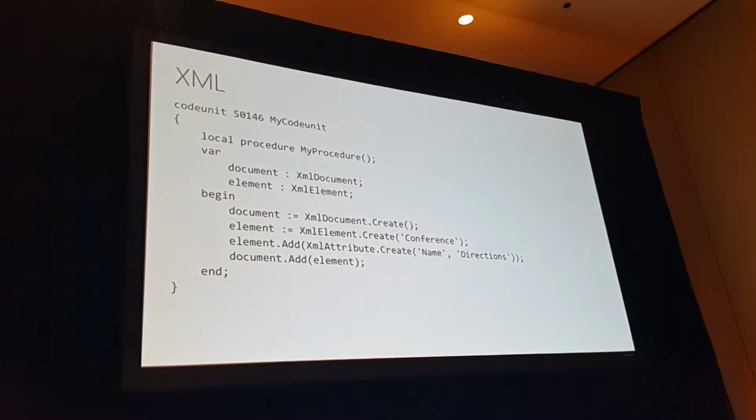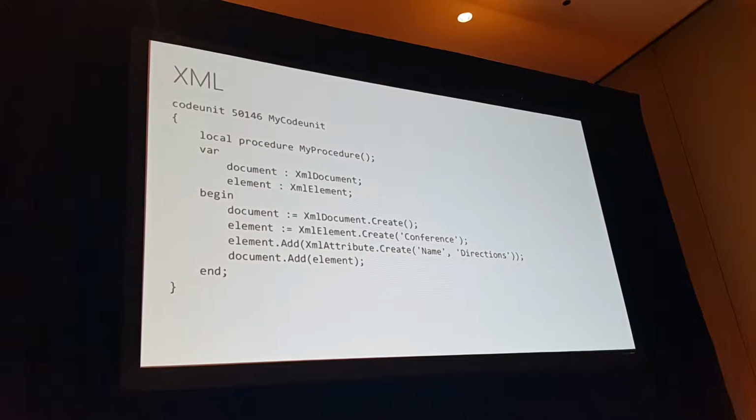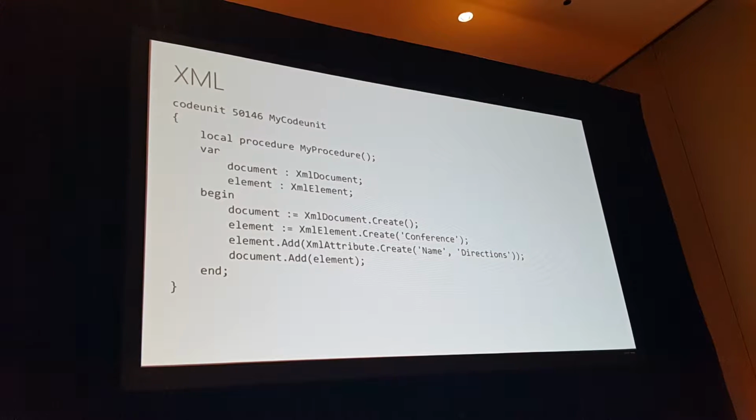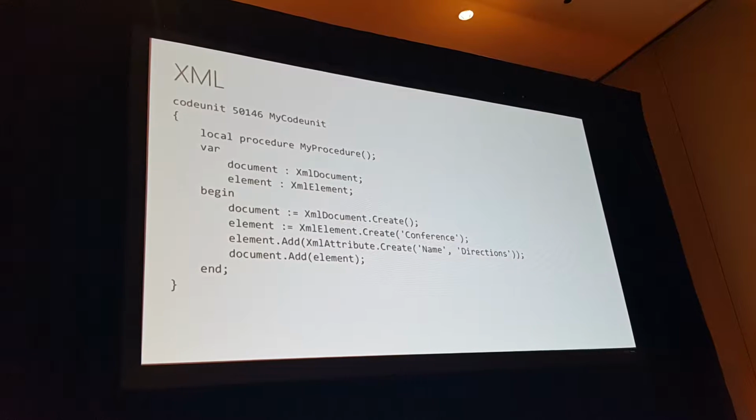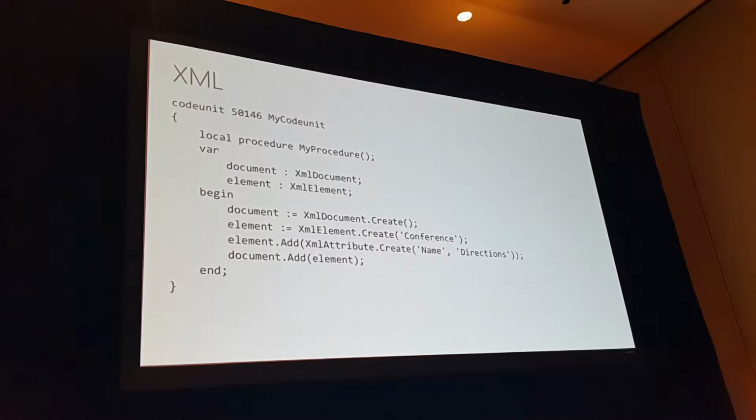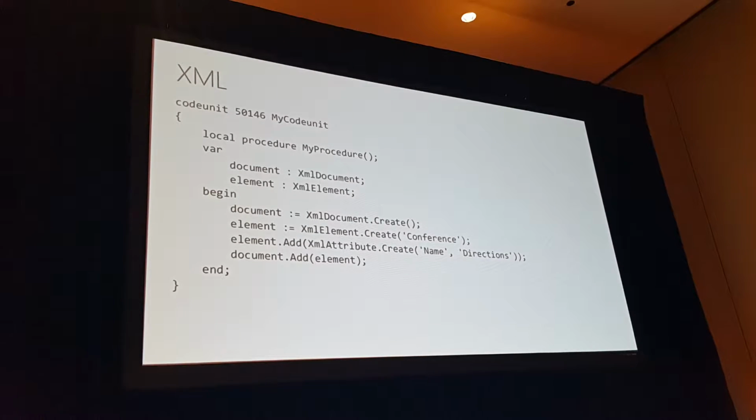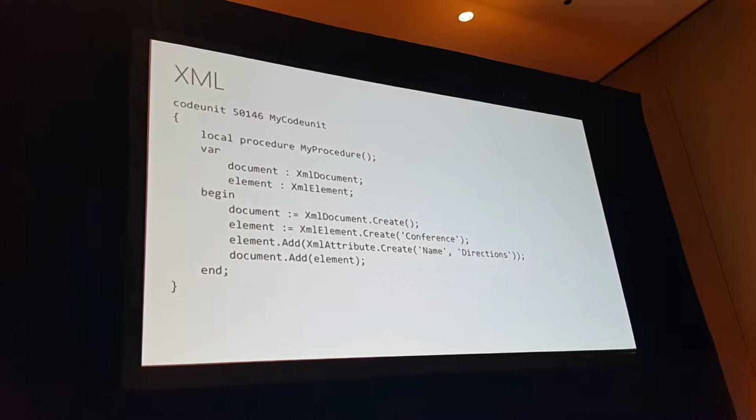The next one I want to talk about is XML. So here I'm doing some very brief stuff. We're using the XML document as our place to start. And I'm creating a new document. I'm creating a new element, in this case conference. I'm giving it an attribute called name, and I'm setting the value to directions. And then I'm adding the element to the document. Again, then you can pass this around, you can call back to HTTP, you can do more modification on it. But this is a good place to get started. Very simple.